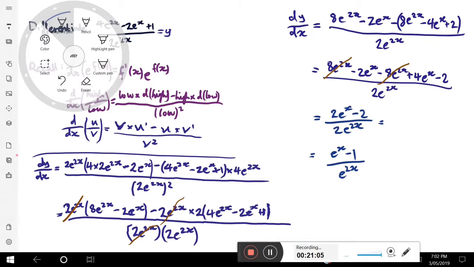If you don't see it, I'll just rewrite it here. 2 bracket e to the x minus 1. Okay, so just factorize the 2 at the top. And over 2 times e to the 2x. And then you can just cancel out these two. So that gives you e to the x minus 1 over e to the 2x. You can't simplify that.